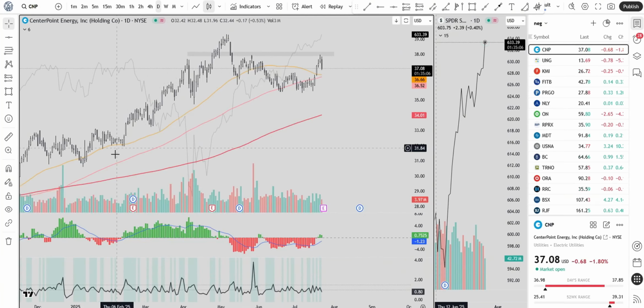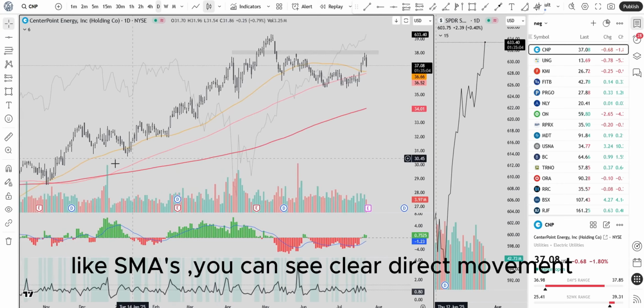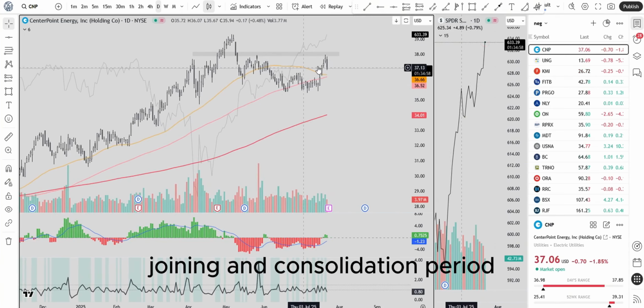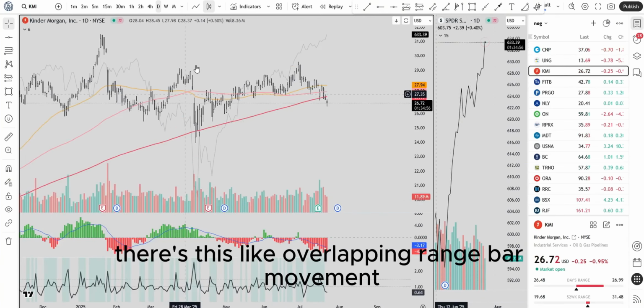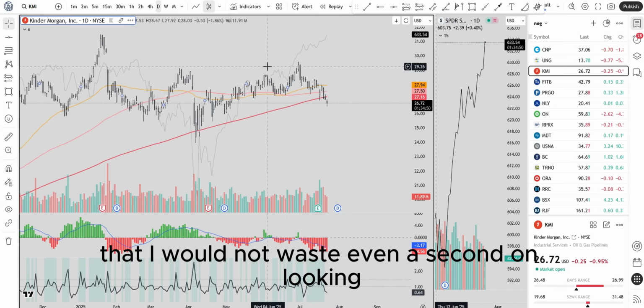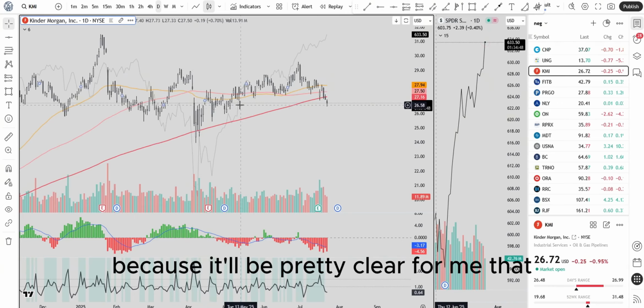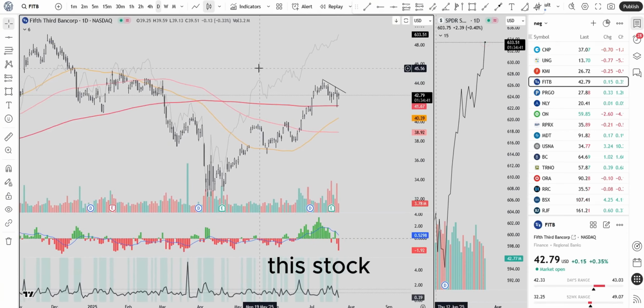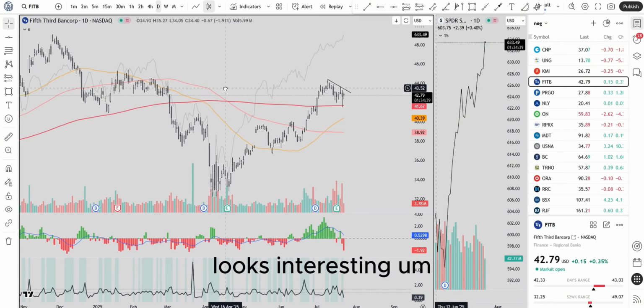But when you look at this stock, it also has many overlapping bars, right? But just take a look at the EMAs, like SMAs. You can see clear directive movement here, and you can see this joining and consolidation period. Here, there's this overlapping range-bound movement, which is a stock that I would not waste even a second on looking at, because it'd be pretty clear to me that there's nothing interesting for us to see here. This stock looks interesting.